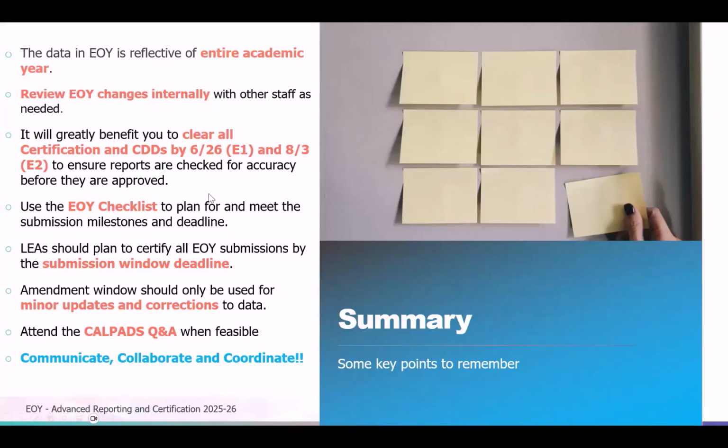Use the EOY checklist to plan for and meet submission milestones and deadlines. LEAs should plan to certify all EOY submissions by the submission window deadline. Amendment window should only be used for minor updates and corrections to data.